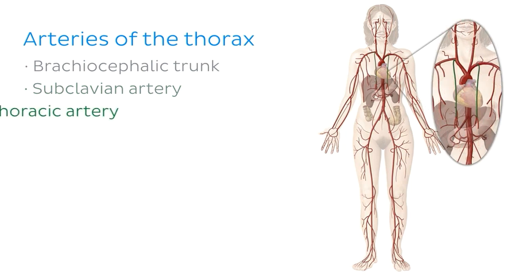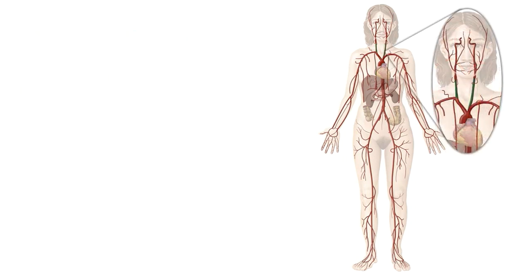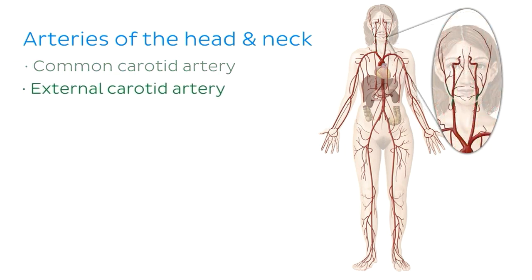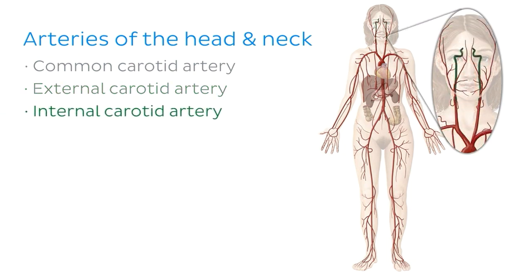This was followed by the internal thoracic artery, which is a branch of the subclavian artery and is also a paired artery. And then we moved on to the arteries of the head and the neck. And we began by looking at the common carotid artery, which gives off 2 branches, the external carotid artery and the internal carotid artery. And if you remember, the internal carotid artery gives off a couple of branches which help create the circle of Willis.